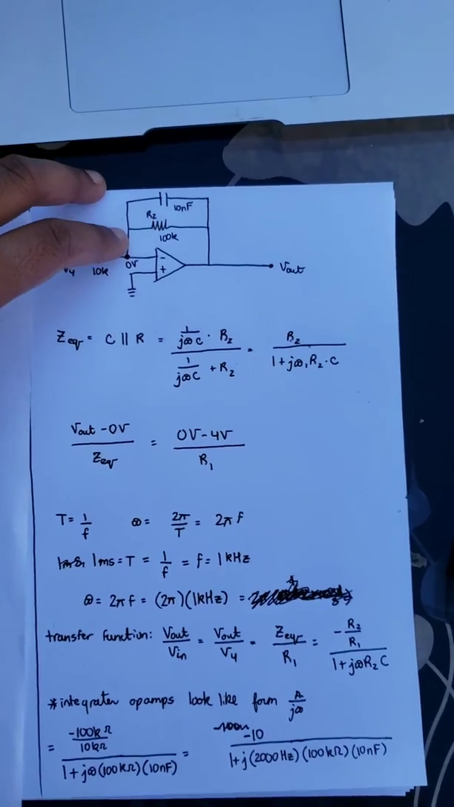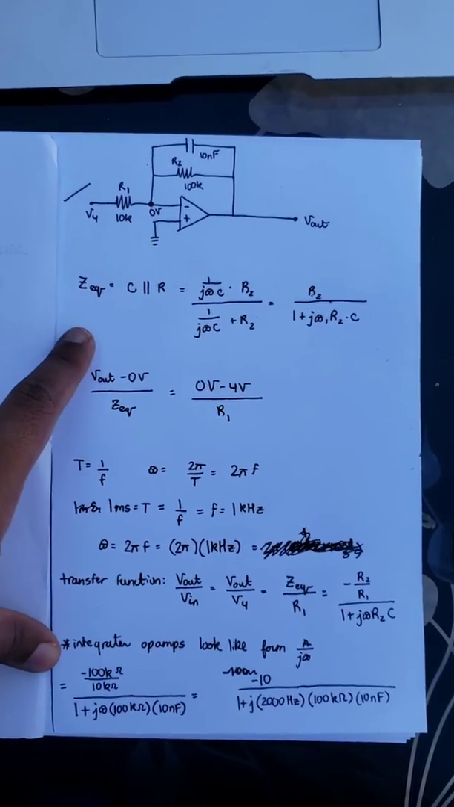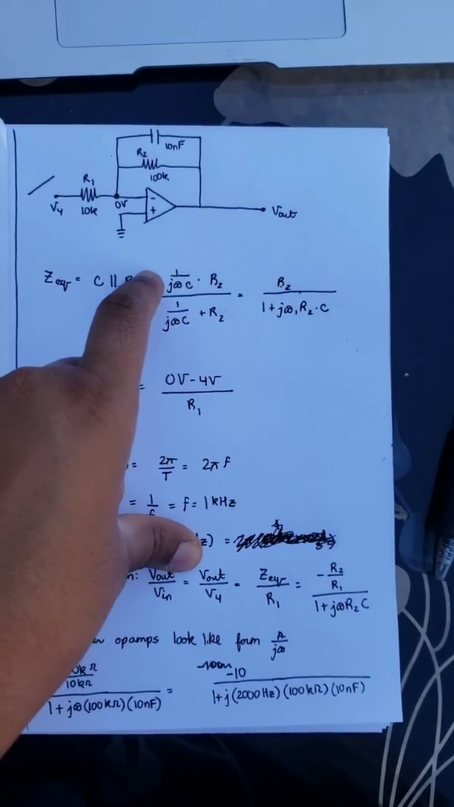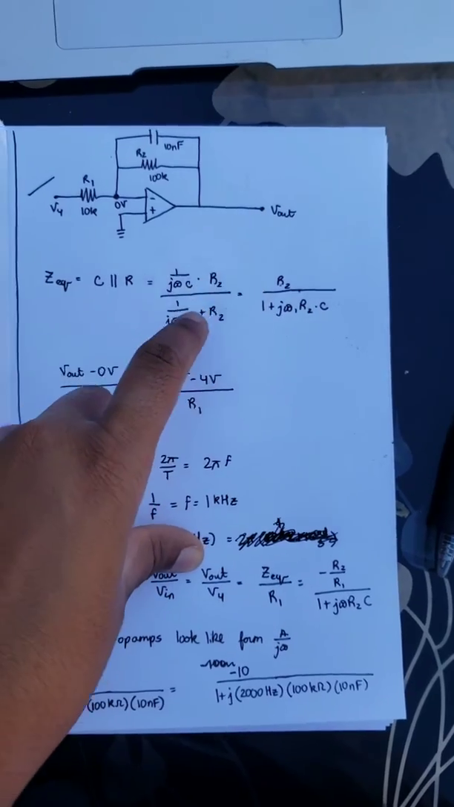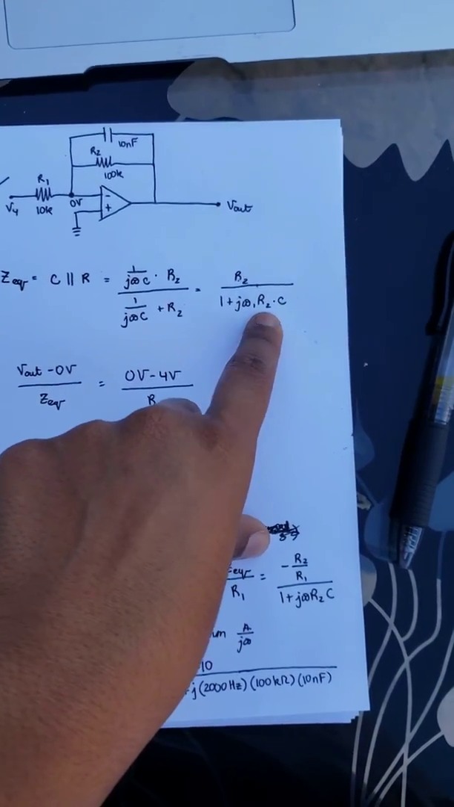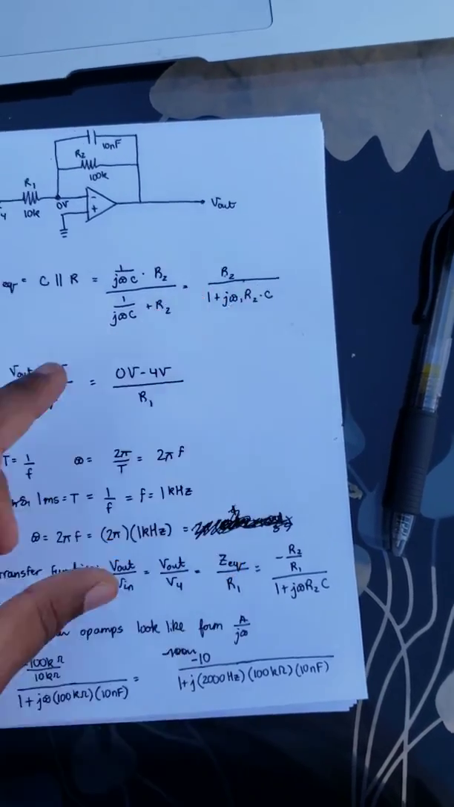We see that this resistor and this capacitor are in parallel, so let's find their Z equivalent. Z equivalent of a capacitor in parallel with a resistor. Our capacitor, 1 over j omega C, times R2, over 1 over j omega C plus R2, which gives us a simplified equation of R2 over 1 plus j omega R2 times C.